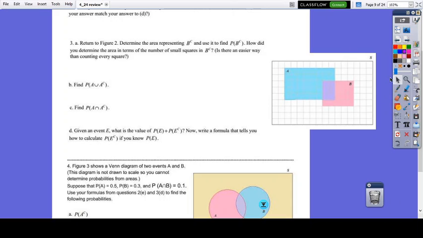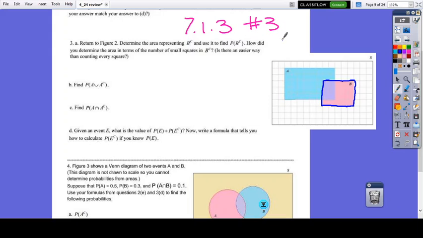Okay, I had a question on the 713 assignment, and this is number 3. So that's what I'm going through right here. Number 3 says return to figure 2. I went ahead and copied it down here so we can see what figure 2 looks like as we're going through this. Determine the area representing B complement. So B complement means everything that's not in this pink area here, okay?